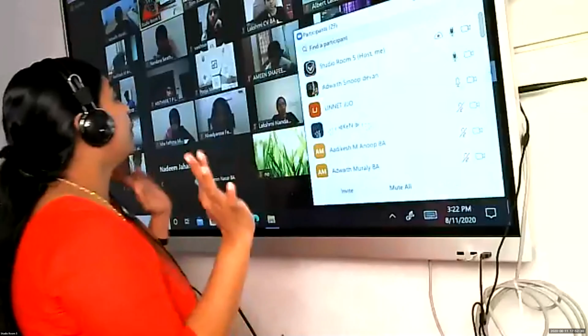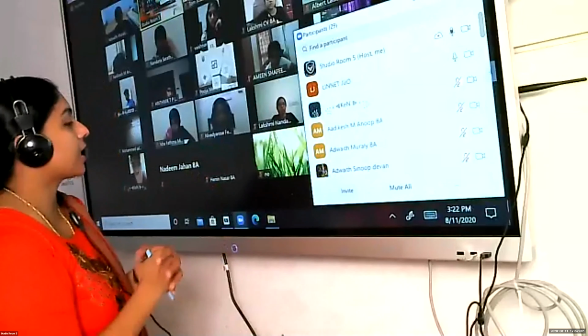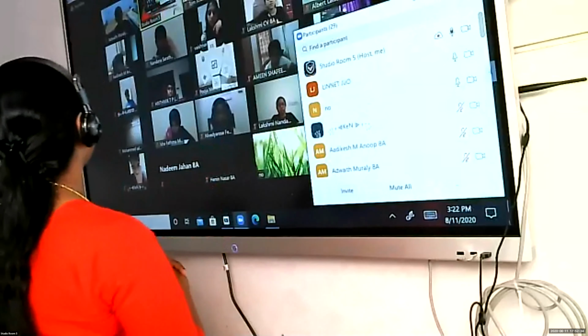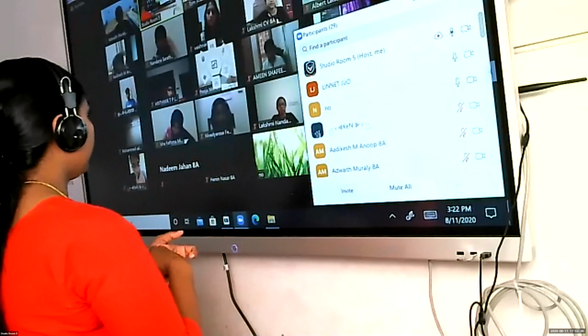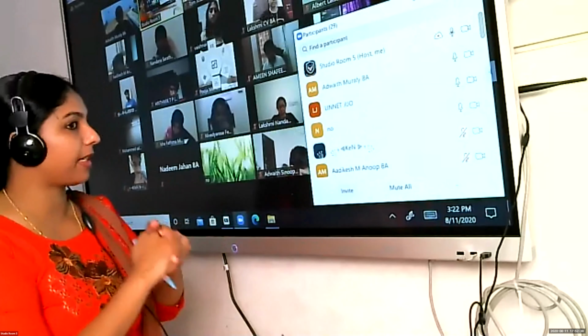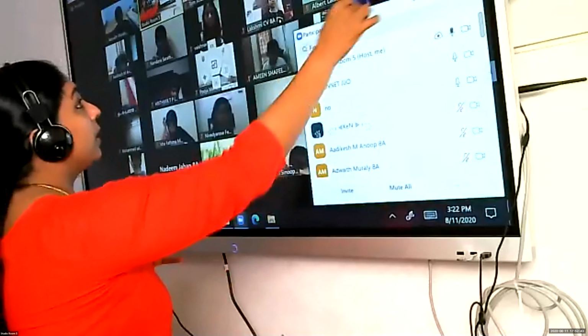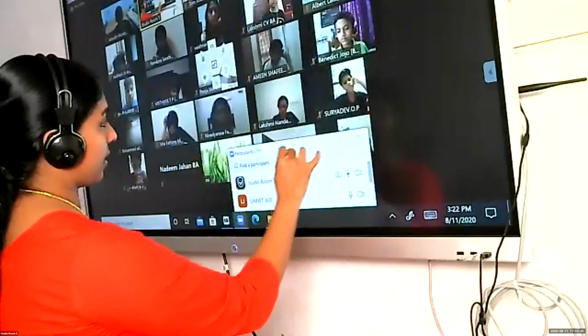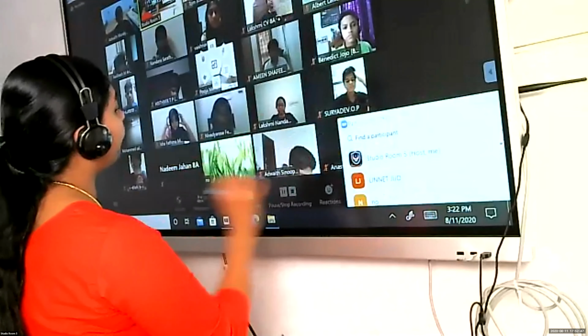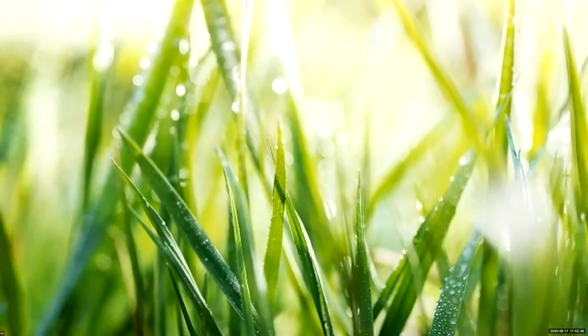I hope all of you understood this topic. Classification of industries based on raw material. We have learned two classifications based on raw material. First one was agro-based industry. Second one, mineral-based industries, right? Is it clear to all of you?